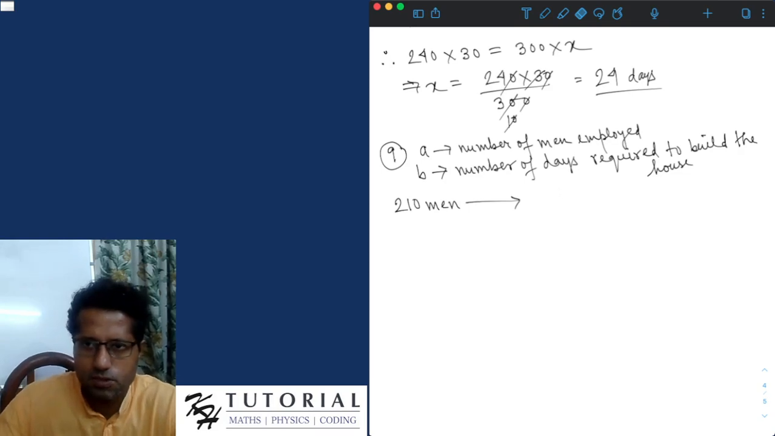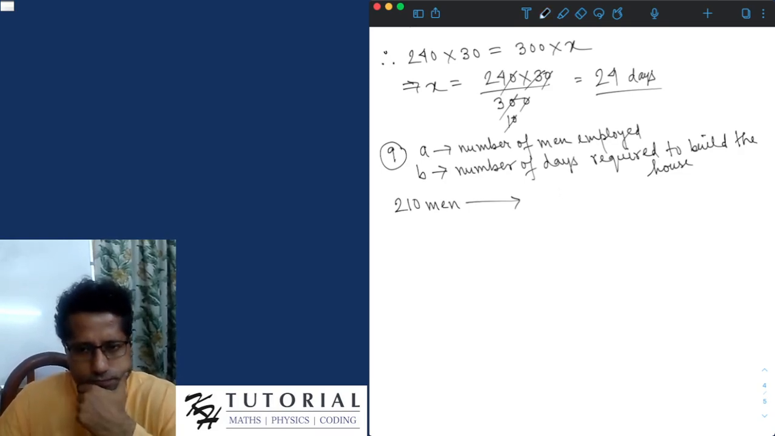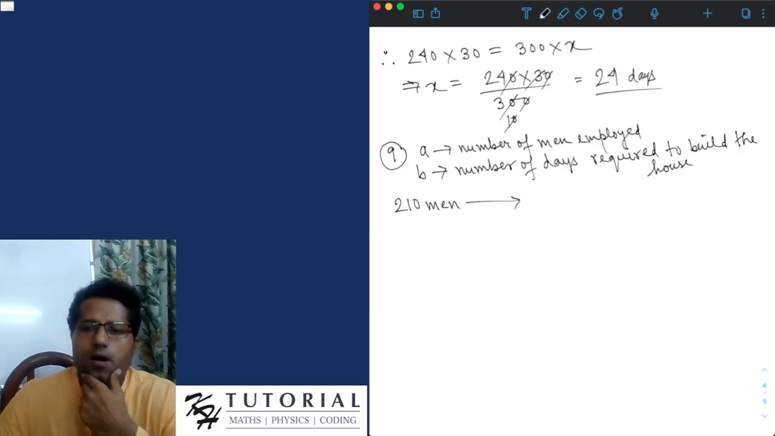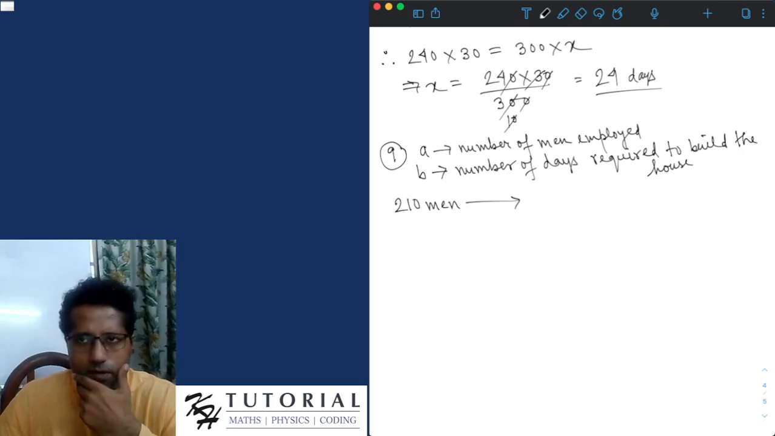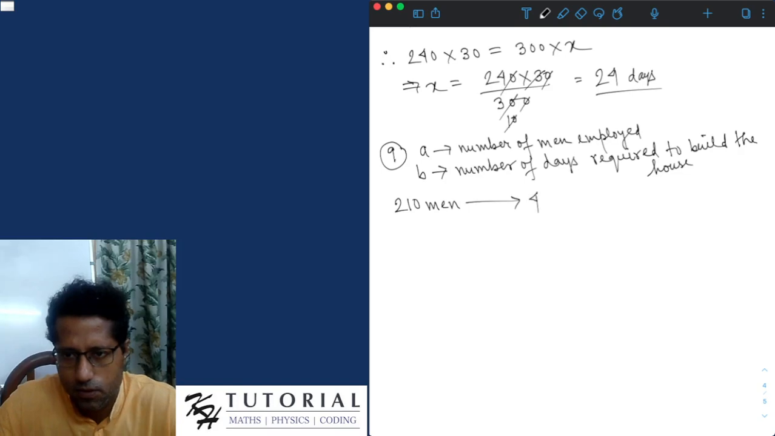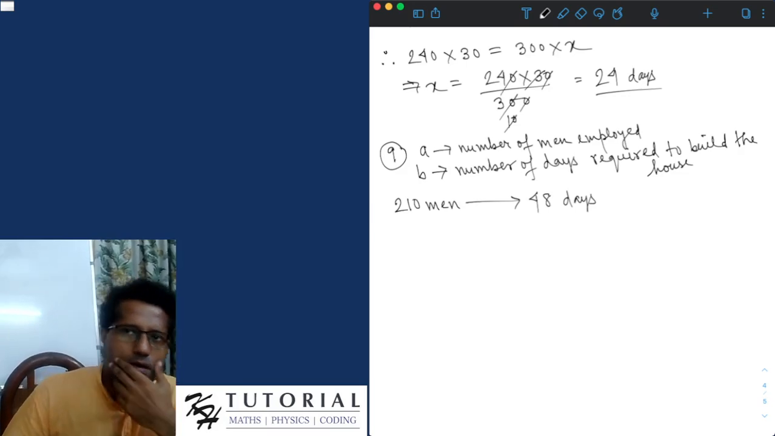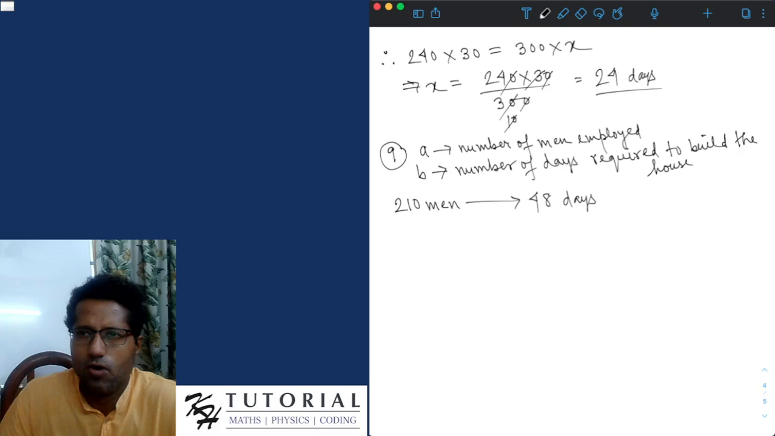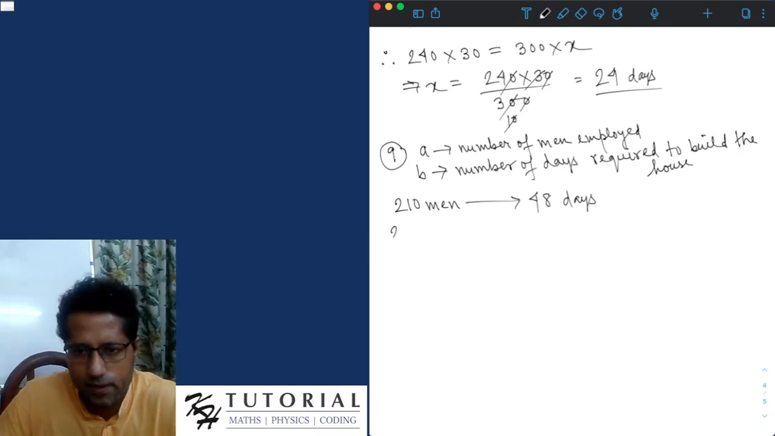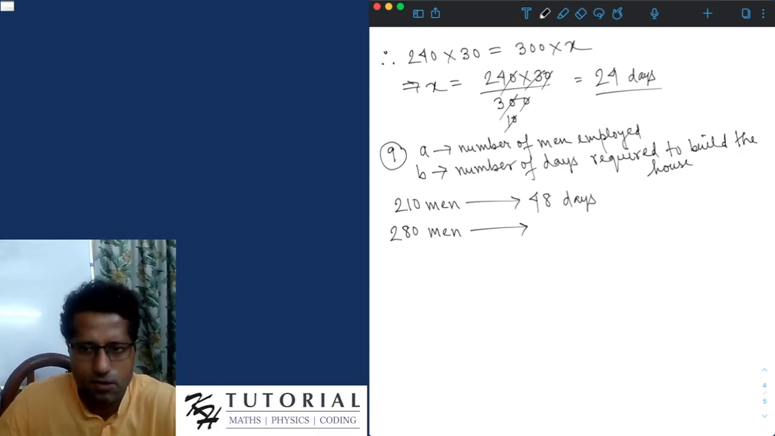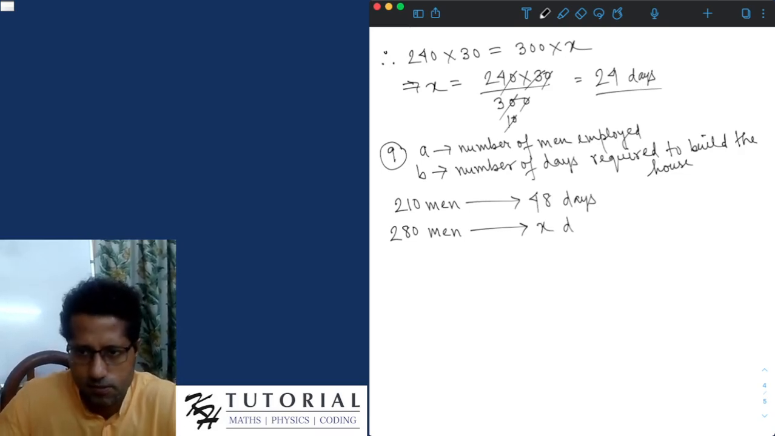So now we have the information that 210 men were supposed to complete the remaining work of the house in 48 days. Why 48? 60 minus 12. So 48 days. Now after 12 days, 70 more employees have joined. So we now have 280 men who will complete this remaining work in how many days? That is the question. So let's say in X days.